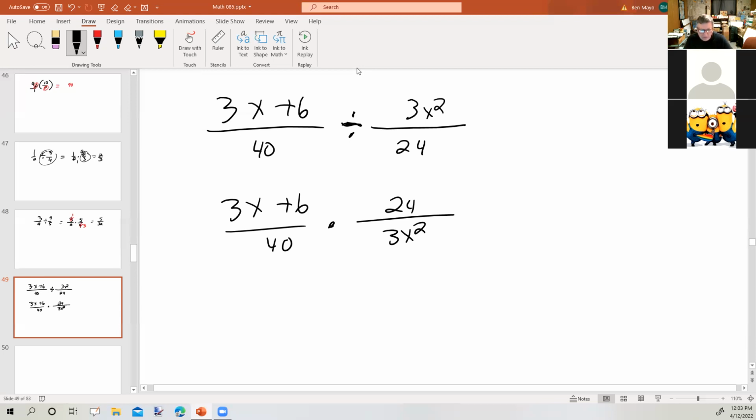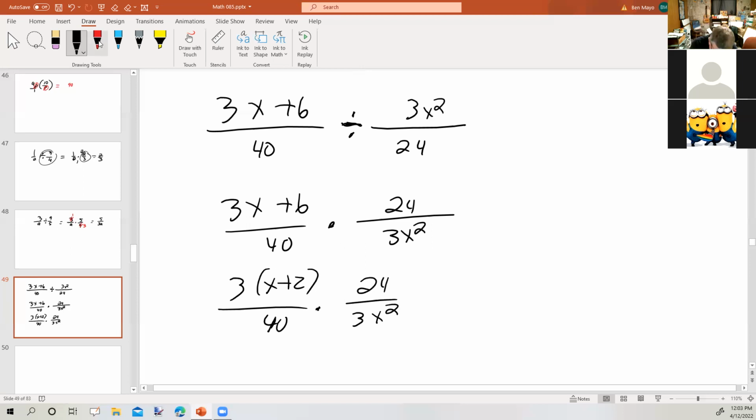Okay. And now we're going to factor. Yes. See, that's the clue when I do that, when I look like an idiot. Okay, so this is 3 times x plus 2/40 times 24/3x squared. All right with that? Yes.